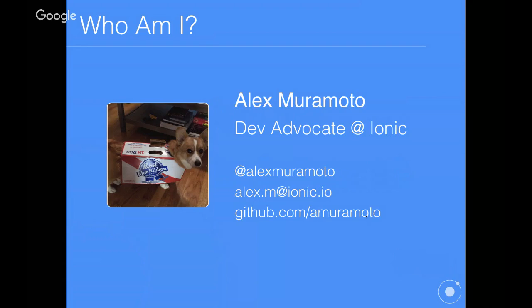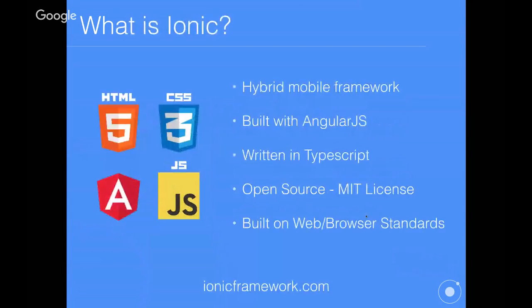All right, so real quick, in case anyone isn't too familiar with Ionic or Ionic 2, just what is Ionic? Ionic is a hybrid mobile framework for building mobile apps using standard web technologies, HTML5, CSS, and JavaScript. It's built on Angular. In particular, today I'm going to be talking about Ionic 2, which is built on Angular 2, and is primarily written in TypeScript.